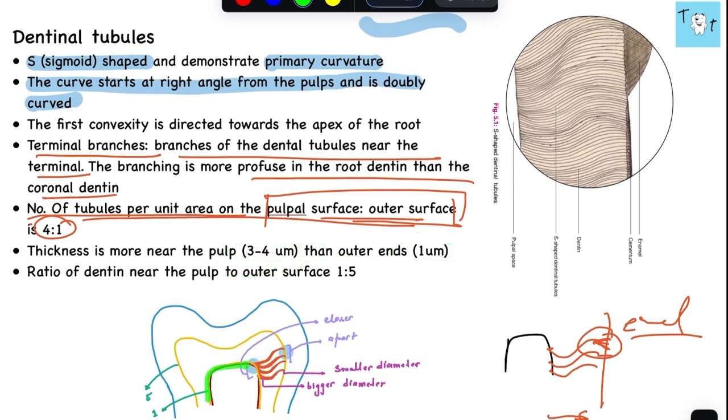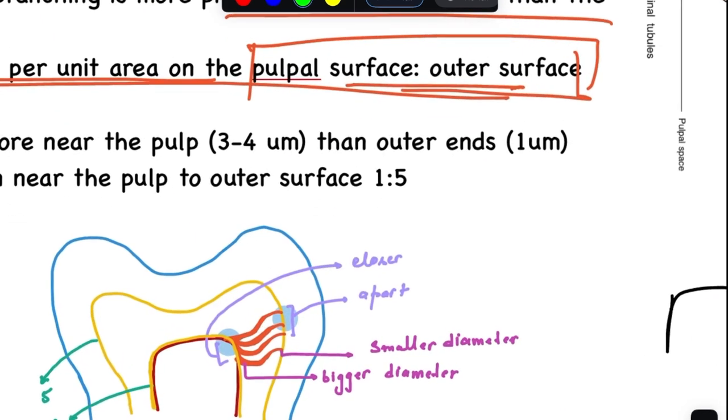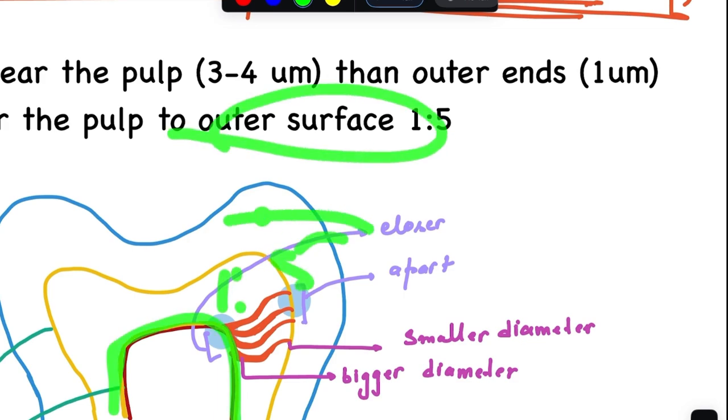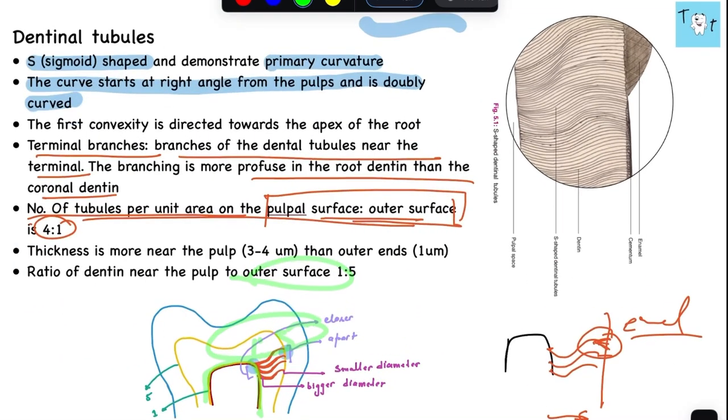So on the inner side of the pulp we have more concentrated tubules, and thicker tubules as well. Okay, the ratio of dentin near the pulp to the outer surface is 1 to 5. Okay, so in general, the quantity of dentin near the pulp is 1, on the outer surface it is 5. Okay, right. So this is all about dentinal tubules.